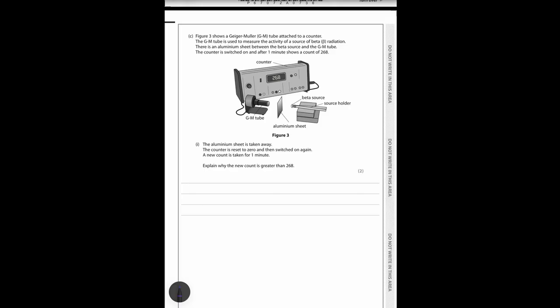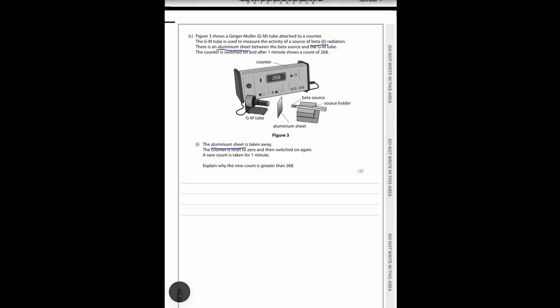Well, what is mentioned here? It's mentioned that it's beta radiation, so that's the thing that stands out to me. And it says that there's an aluminium sheet there. So I'm suspicious about the fact that it's beta and that it's an aluminium sheet. And then it says the aluminium sheet is taken away. So what is the key thing that the examiner is trying to make me realise here?